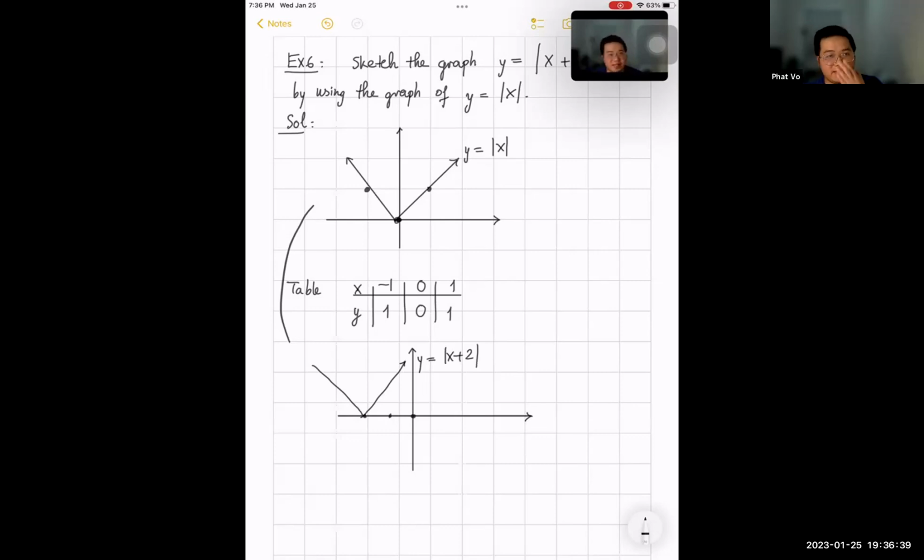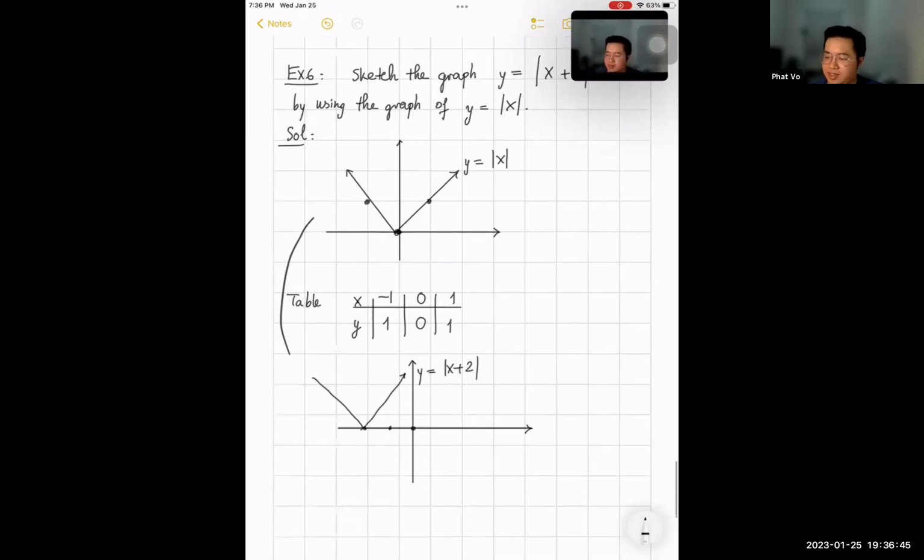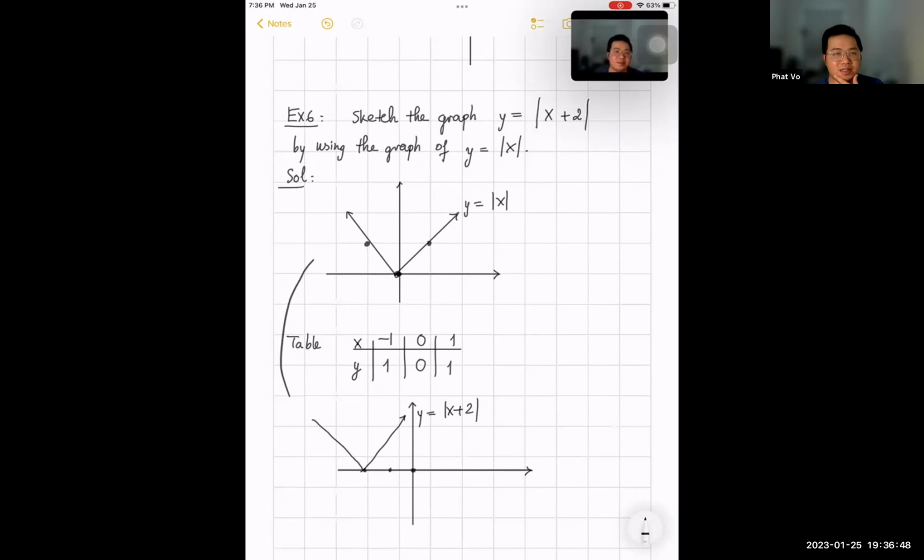So that is the way to sketch the graph of these functions. If you know some basic functions, like x squared, absolute value of x, x cubed, something like square root of x, if you know these basics, you can graph the transformation of these functions. Any questions? Okay, great.